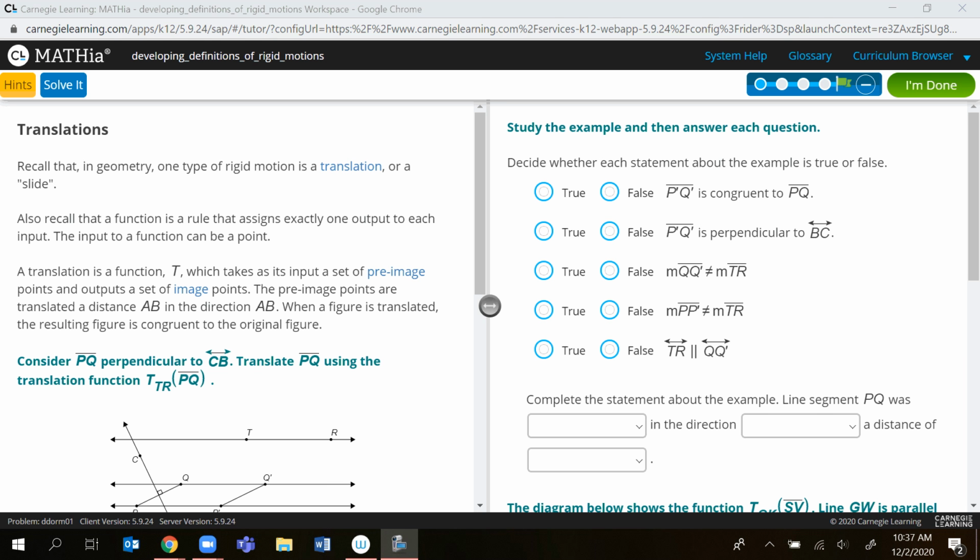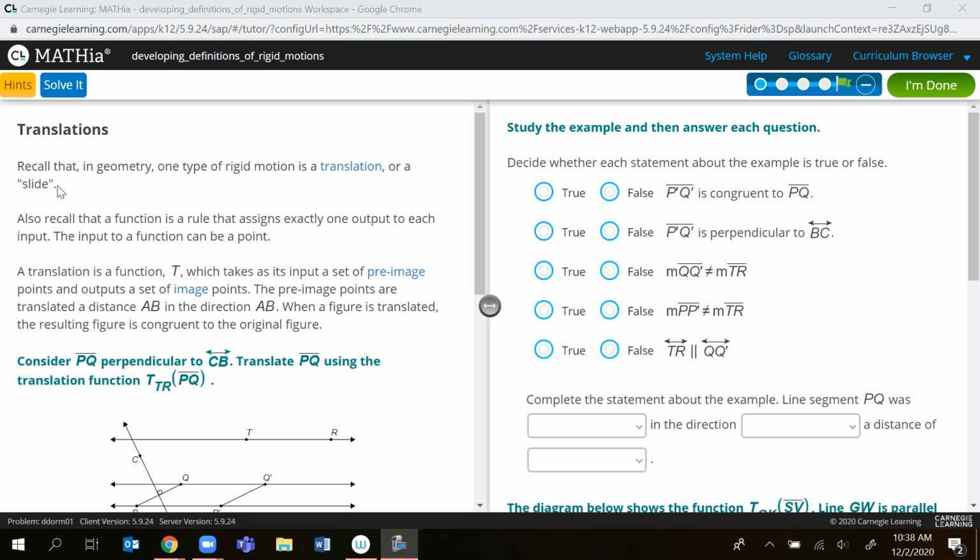Hi everybody, in this video we're going to be walking through your MATHia workspace called Developing Definitions of Rigid Motions. On the left side we have our content where we're going to read through, and on my right side we're going to have some questions to answer.